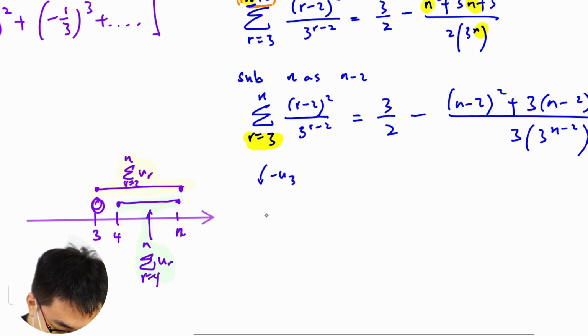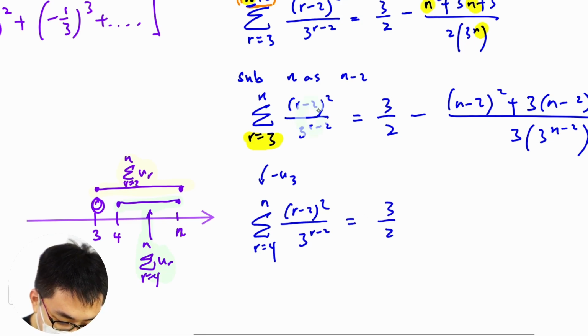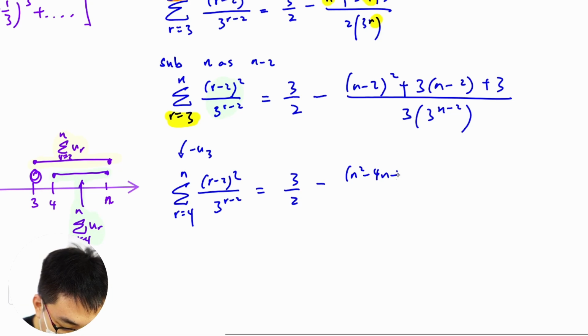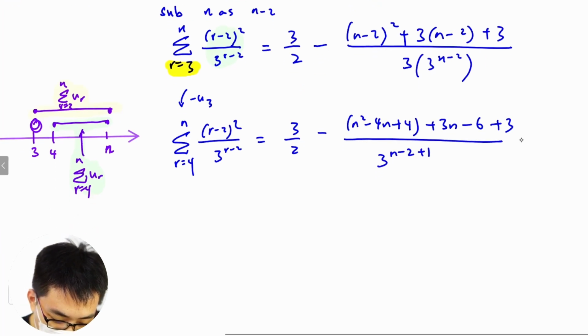Minus u3, r equals 4, r minus 2 square, 3r minus 2. u3, just replace it inside here. This is u_r, right? u3 is there. This is u3. Can I just expand this? Plus 4 plus 3n minus 6 plus 3 over 3n minus 2 plus 1 minus u3.